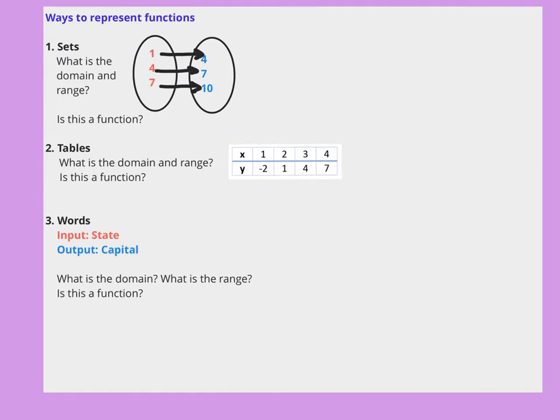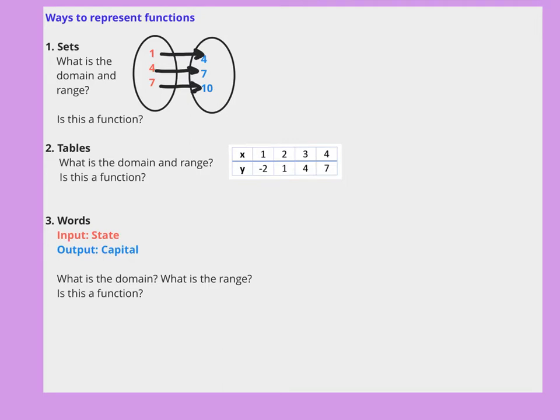We have 5 ways that we can represent a function. The first way is to look at sets. In our set notation, we could either have sets with parentheses and brackets, or it could be sets that we're looking at as ovals. In this particular example, we're looking at 2 ovals. In my set here, it looks like my inputs are 1, 4, and 7, and this is my output oval, and its outputs are 4, 7, and 10.